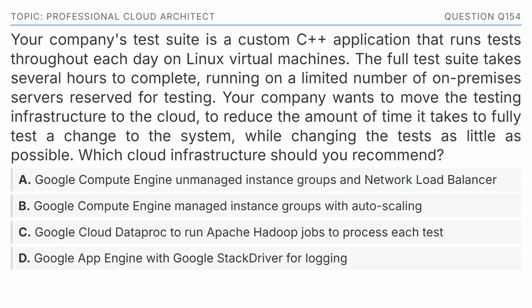The options are: Option A, Google Compute Engine Unmanaged Instance Groups and Network Load Balancer. Option B, Google Compute Engine Managed Instance Groups with Autoscaling. Option C, Google Cloud Dataproc to run Apache Hadoop jobs to process each test. Option D, Google App Engine with Google Stackdriver for logging.